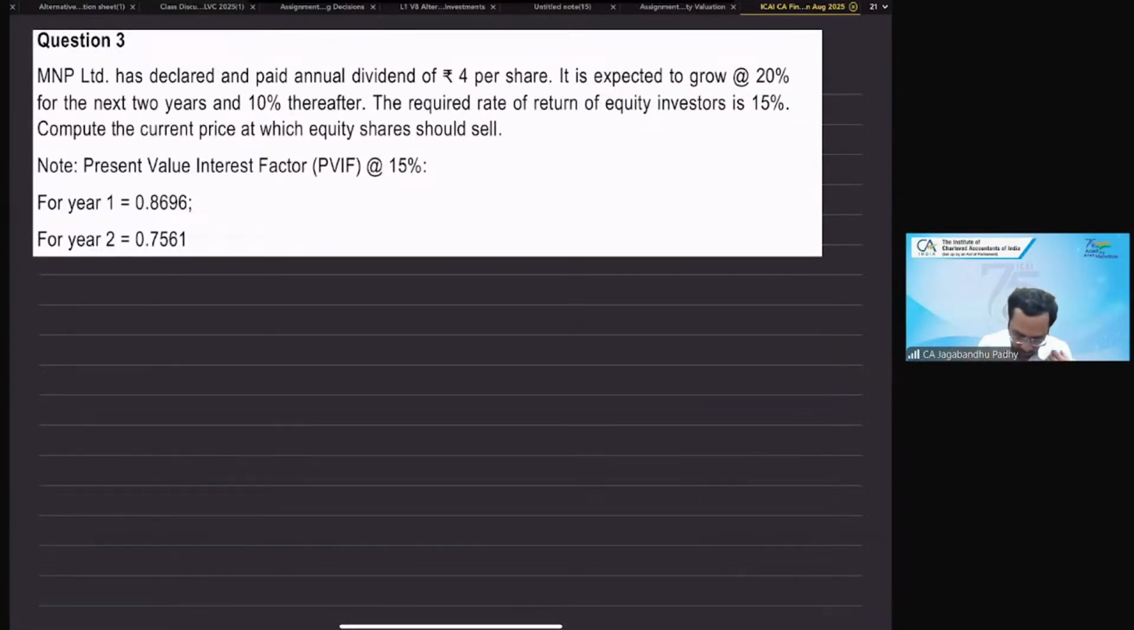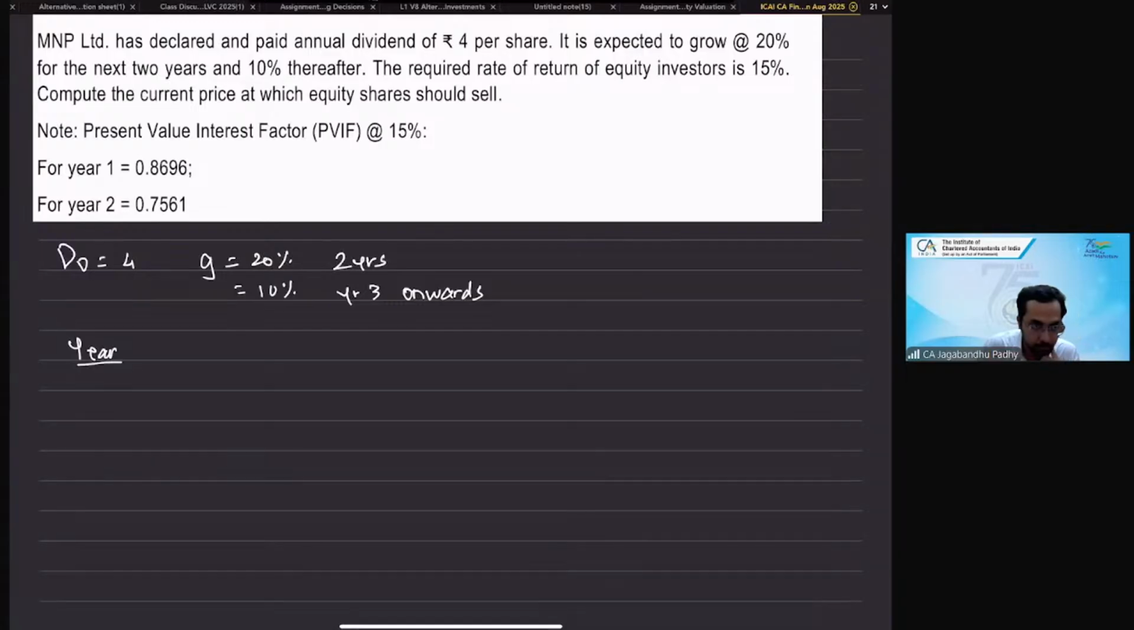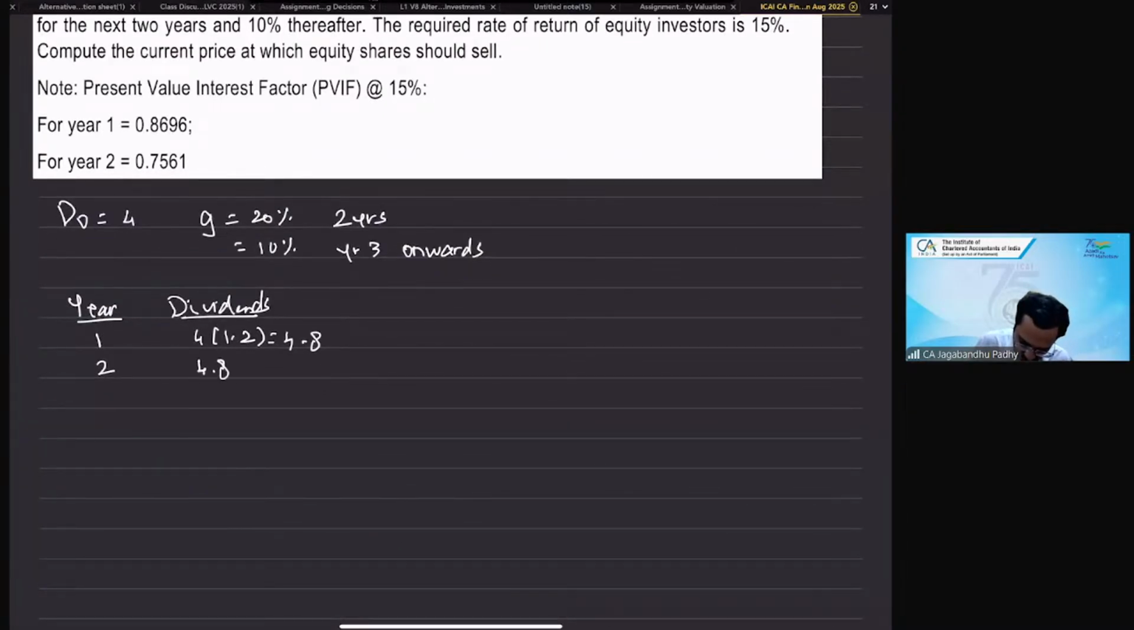Fine. So here, let me just quickly solve it. D0 is 4. And then we have growth rates of 20% and 10%. 20% is going to be there for 2 years, right? And this is year 3 onwards. Then we have the year and the dividend. So year 1, we have 4 into 1.2. So dividend is 4.8. Second is 4.8 into 1.2, which is 5.76. Third is 5.76 into 1.1, which is 6.336.